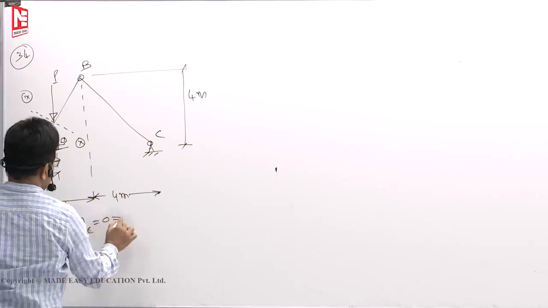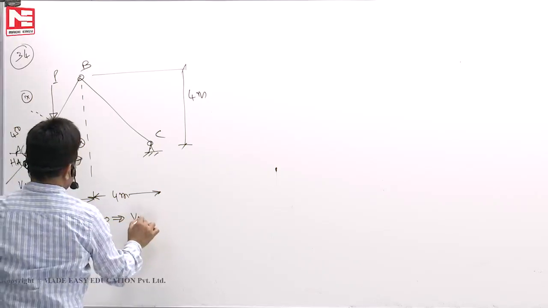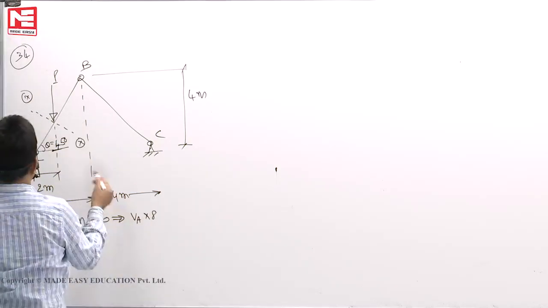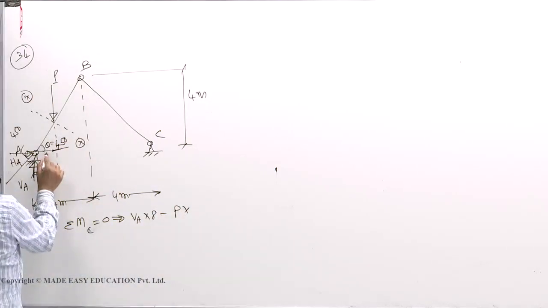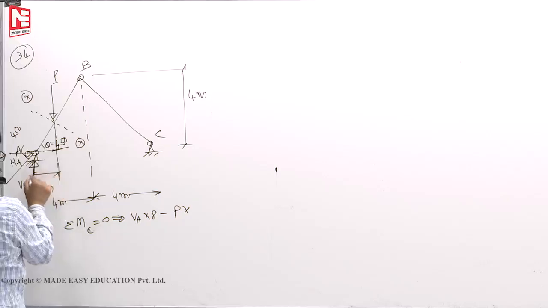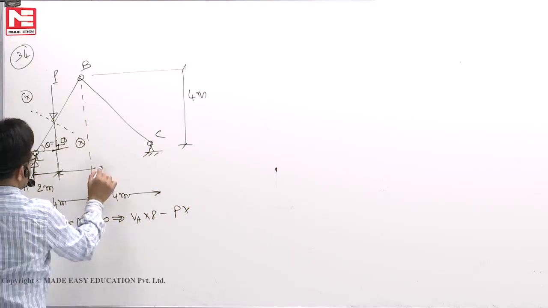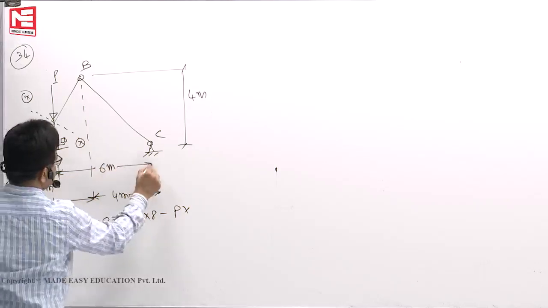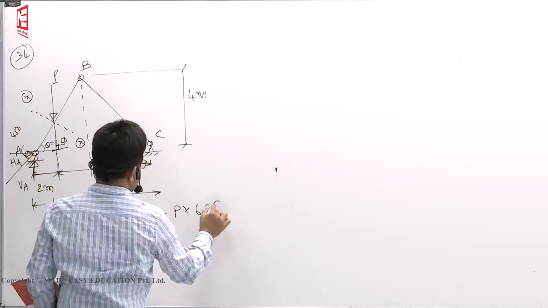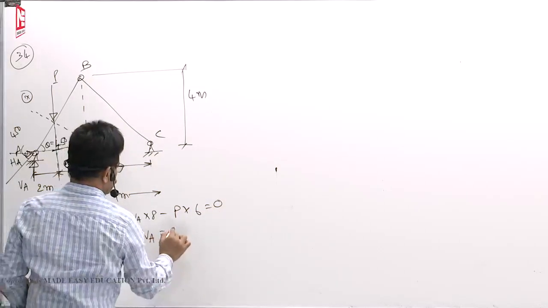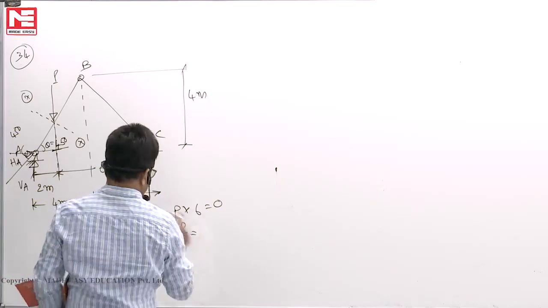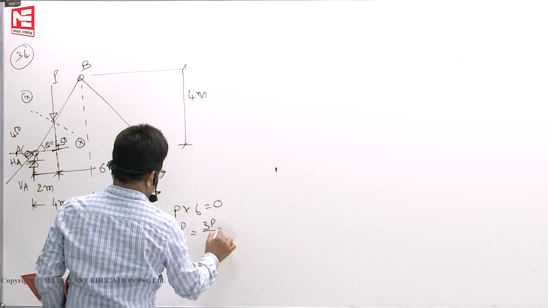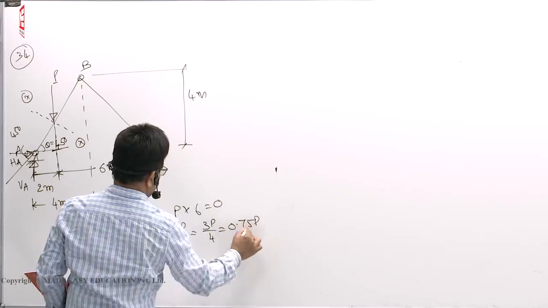Sigma MC is equal to 0. So plus VA into 8 minus P into, theta is 45 degrees, means this is 2 meters gone. Then total is 8. So remaining length is 6 meters. Minus P into 6 is equal to 0. So VA is equal to 6P by 8. That means 3P by 4, or 0.75P.